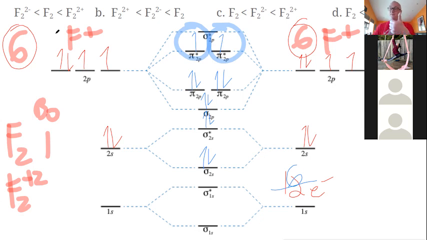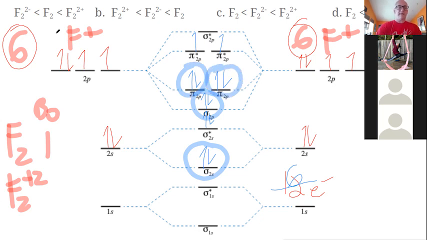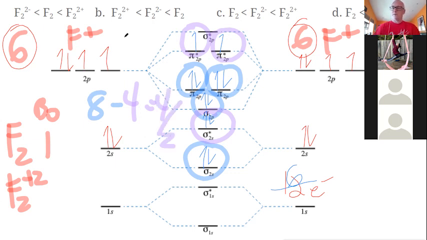So F2 plus 2 should also be magnetic as well. So let's figure out what its bond order is. How many total electrons do we have in bonding orbitals? Count them up. 8. 2, 4, 6, 8. Right, I've got 8 bonding. And how many antibonding? 4. 2, 3, 4. So I've got 4 electrons antibonding. I take the difference and divide by 2 for electrons per bond. And what's my bond order going to be? 2. My bond order is 2.